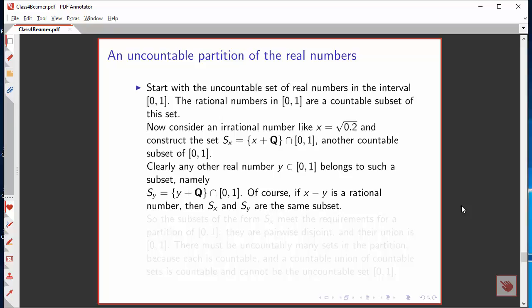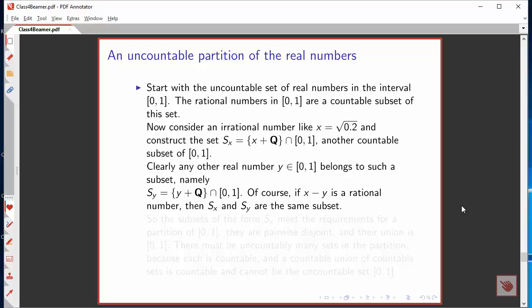Let's make another. Let's pick some irrational number. How about the square root of 0.2? And then add on to that all possible rational numbers and keep only the sums that lie in between 0 and 1. Since the rational numbers we added on are countable, this is going to be another countable subset of 0 through 1, and it doesn't include any rational numbers. It is disjoint from the subset of rational numbers.